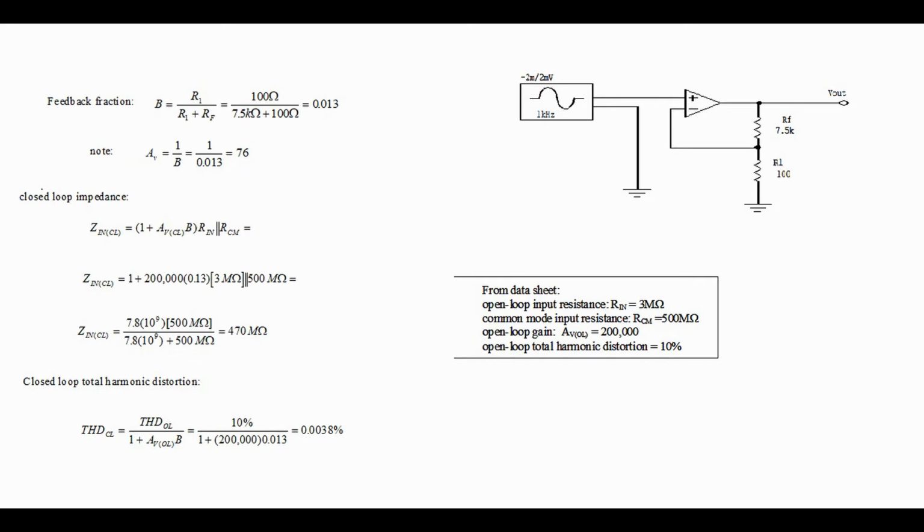Again, we combine the information from the datasheet with the feedback fraction, and we calculate the total harmonic distortion. And you can see it's very low, which means that the op-amp puts very little noise into a circuit in which it's operating.